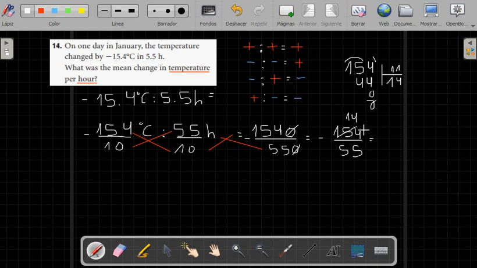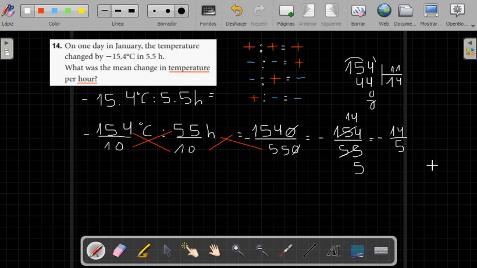Now, let's do the same with the 55. The 11th part of 55 is 5. La onceava parte de 55 es 5. So, this fraction simplified is 14/5. Now, here we have a pretty fraction. Very simplified. We can't simplify any more. Ya no podemos simplificar más.